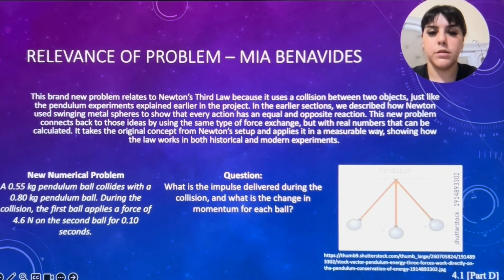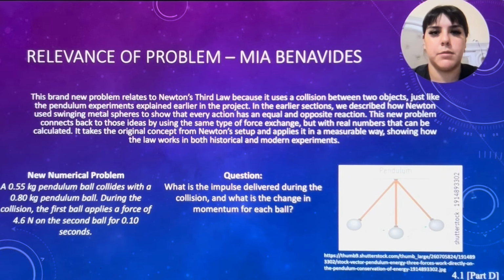Okay, part D for Newton's third law of motion. Relevance of problem. The problem connects to Newton's third law because it uses collision between two objects, just like the pendulum experiments. Newton showed every action has an equal and opposite reaction, and this problem uses the same idea but with real numbers to show how it works in modern examples.